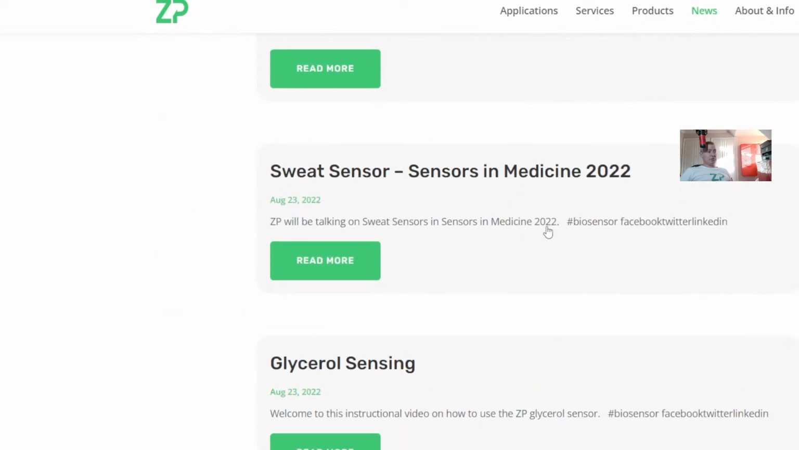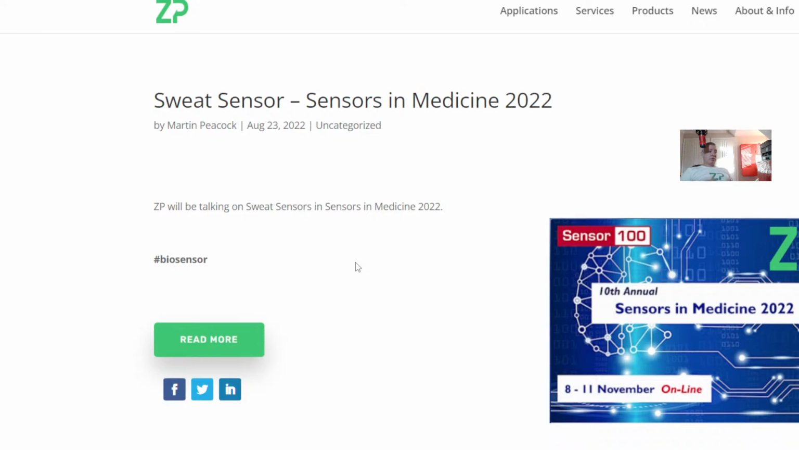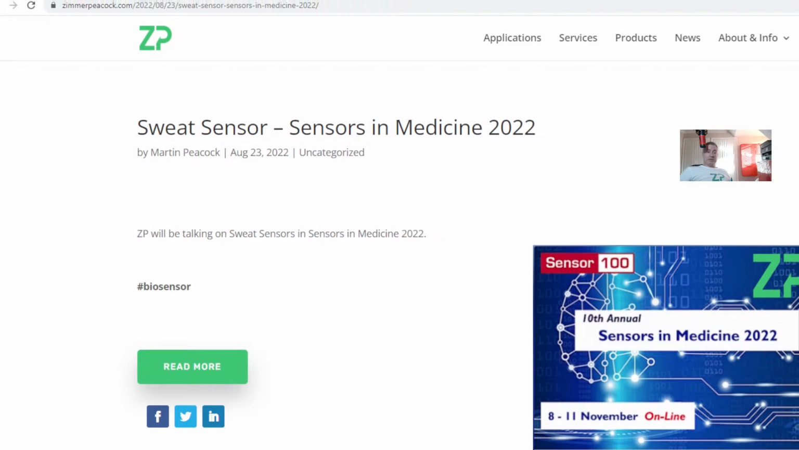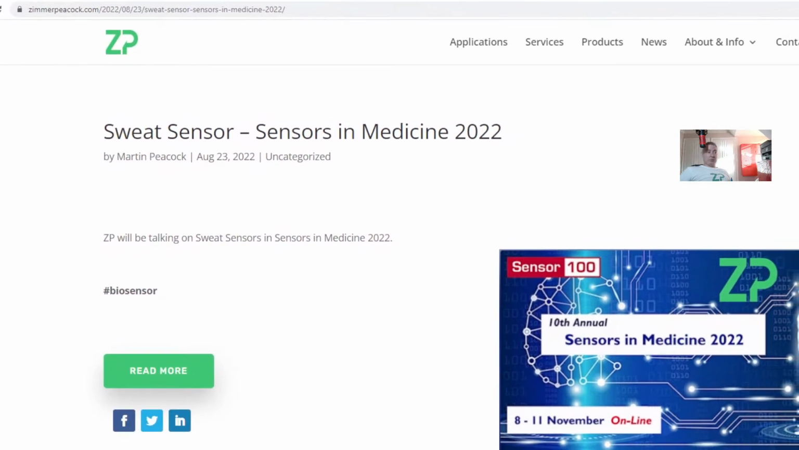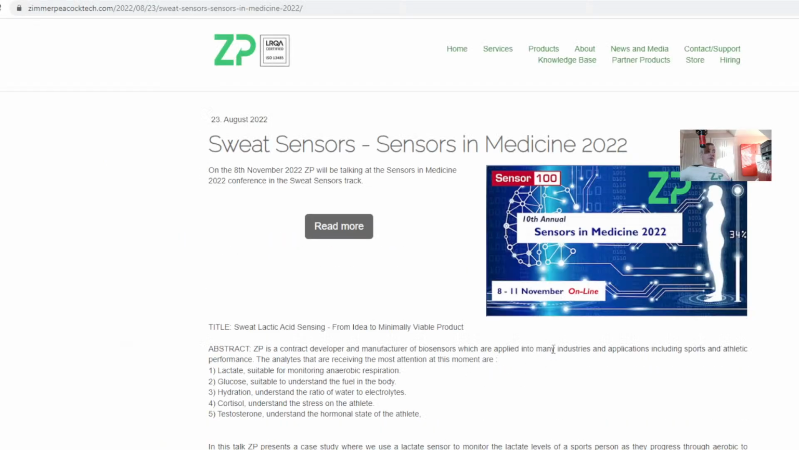Some other news from Zimmer Peacock for this week is we're talking at a conference. On the 8th to 11th of November, there's an online conference called Sensors in Medicine. And ZP will be speaking at that. We're delighted to be invited to speak at the conference, and we'll be talking around the measurement of analytes such as lactate in sweat, during physical exercise. So we're happy to be there.